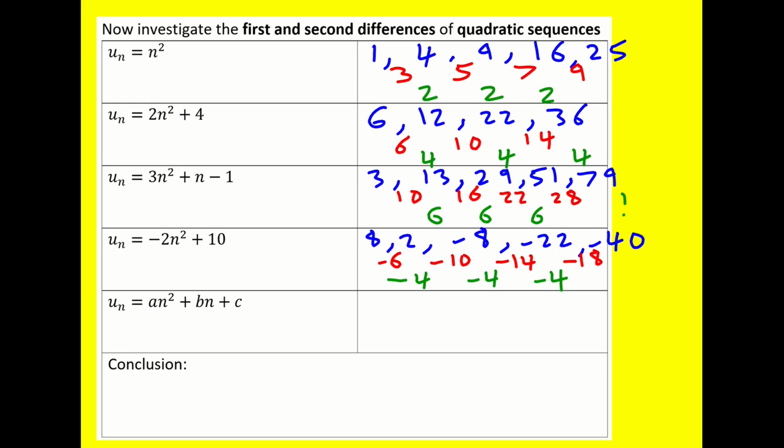And here goes, you can sort of see what's happening now. It is always constant. That's going to be our conclusion. You could write down that the first difference will form a linear sequence. That is actually always going to happen. The main thing I want you to take out though is that the second difference is constant.